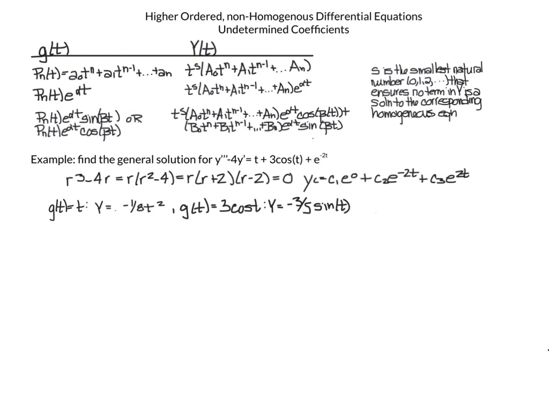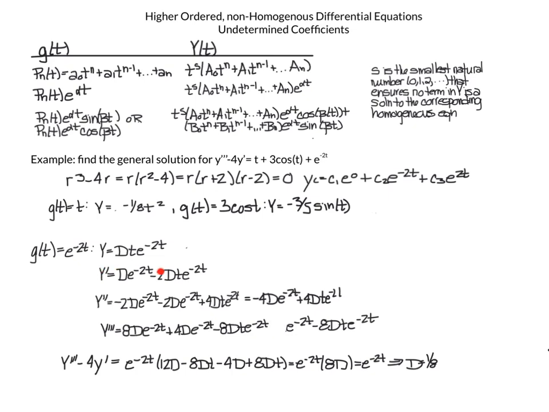g of t is equal to e to the minus 2t. So for g of t equals e to the minus 2t, we have this form here. There's no polynomial unless you want to include 1, so we'll just put that one constant. And then we should have the form e to the at, so that would be e to the minus 2t. But this is already a solution of our homogeneous equation, so we need to add a factor of t in here. So our y is equal to some constant, d, times t e to the minus 2t.